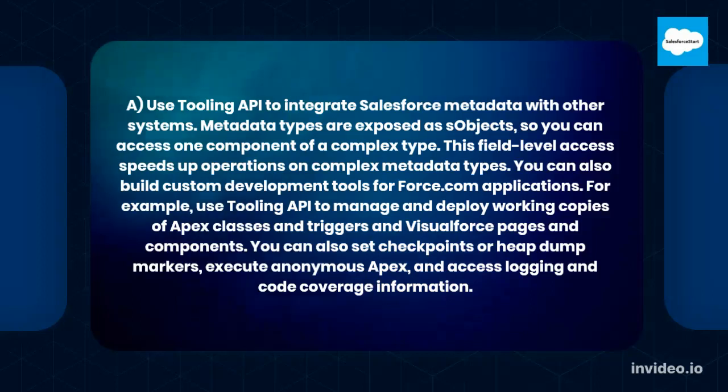For example, use Tooling API to manage and deploy working copies of Apex classes and triggers and Visualforce pages and components. You can also set checkpoints or heap dump markers, execute anonymous Apex, and access logging and code coverage information.